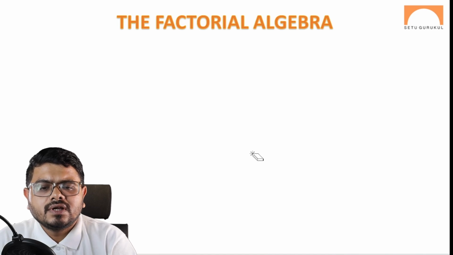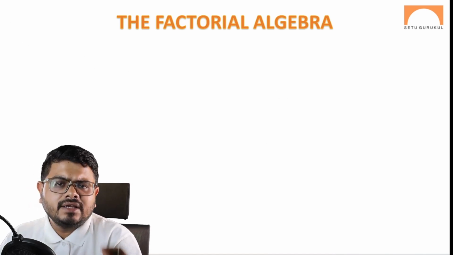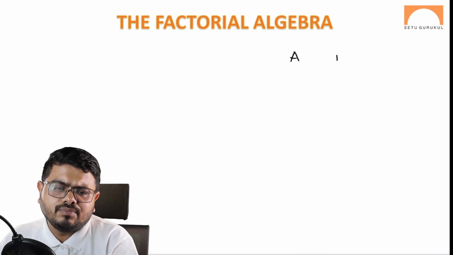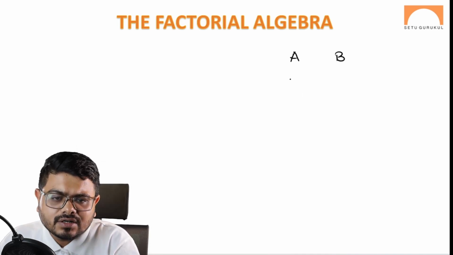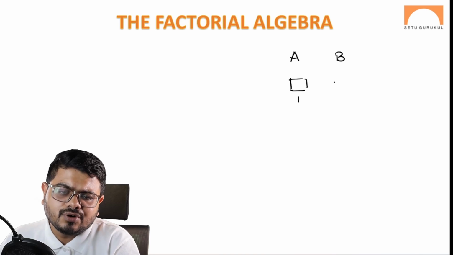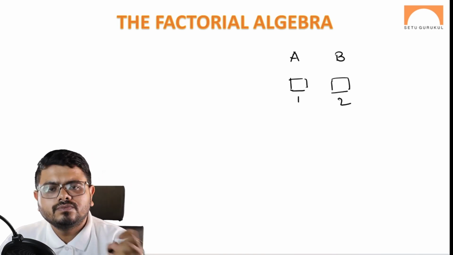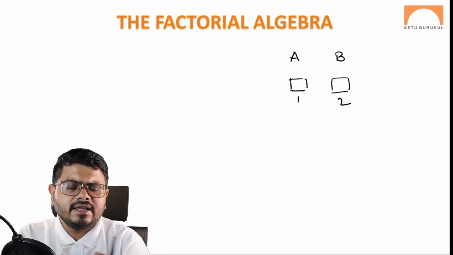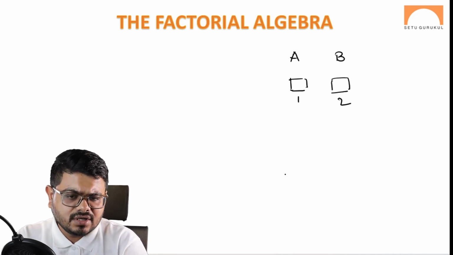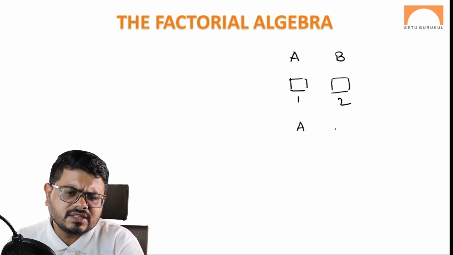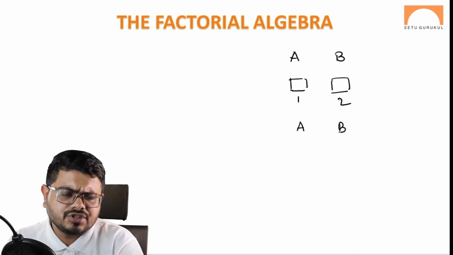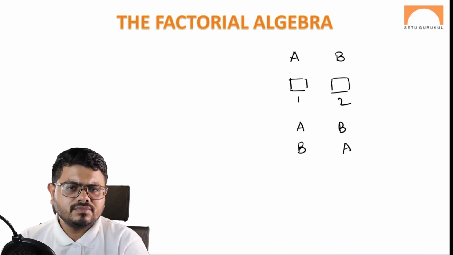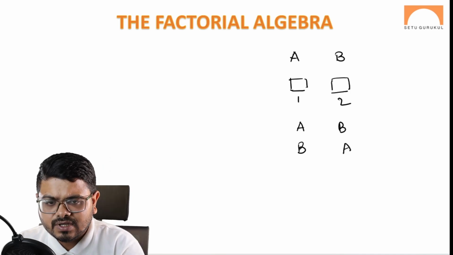Let's see. So to begin with, I decide on a situation where there are two people in a room, A and B. And there are two chairs in the same room, chair 1 and chair 2. My query is, how many ways can A and B be seated on these chairs? So you would very simply say they can sit either A on chair 1, B on chair 2, or B on chair 1 and A on chair 2, right? So there's two ways practically.